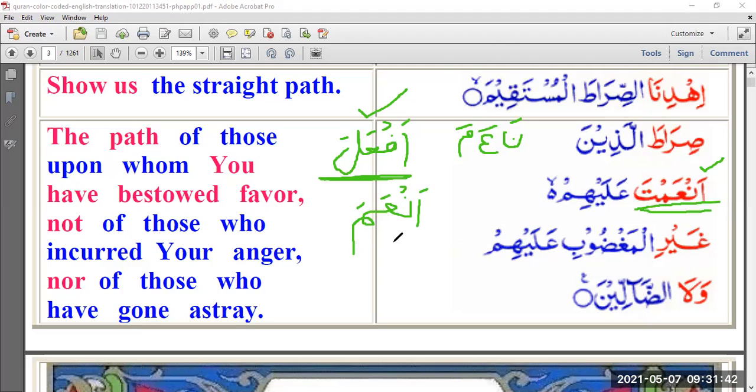So who will start the table, the whole gardan? An'ama, this is now tasniya, an'ama, an'amu, they all. What does it mean? An'ama means bestowing favor, right? Ni'ma di, bestowed favor. So an'amu, they all bestowed favor. An'ama, an'ama, an'amu. Next.